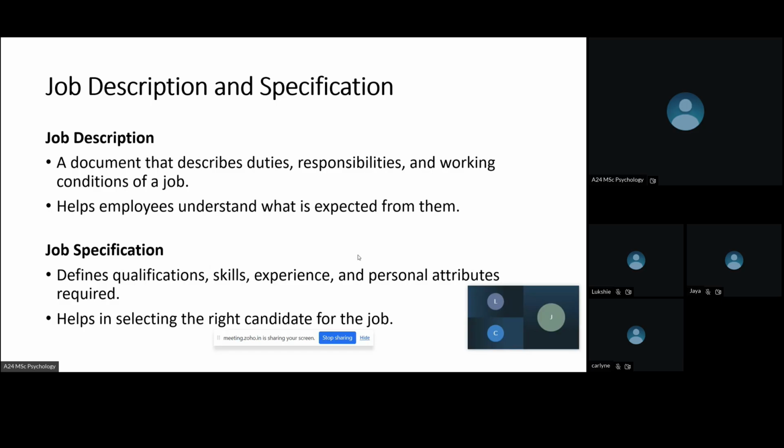And then job specification also helps in selecting the right candidate for the job, because as I was saying, even before they apply to this job, we are advertising the specification to the potential joiners. So only the people who can align themselves with the job description and specification will apply for the jobs. So it helps in selecting the right candidate for the job as well.